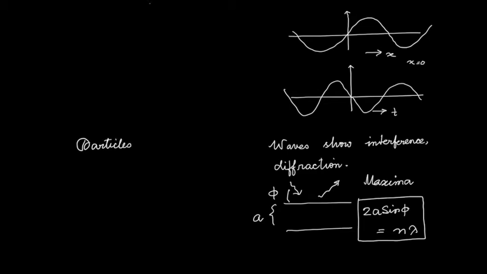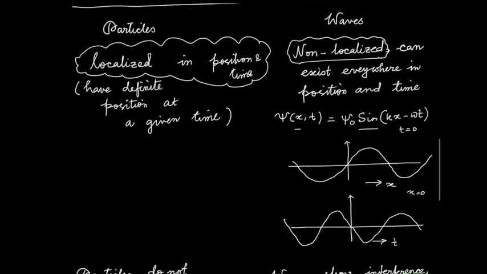Particles, however, do not show interference. Interference and diffraction are only wave properties. So by this we can distinguish. If we see that something is showing interference or diffraction, we will be sure that it's a wave, it's not a particle.